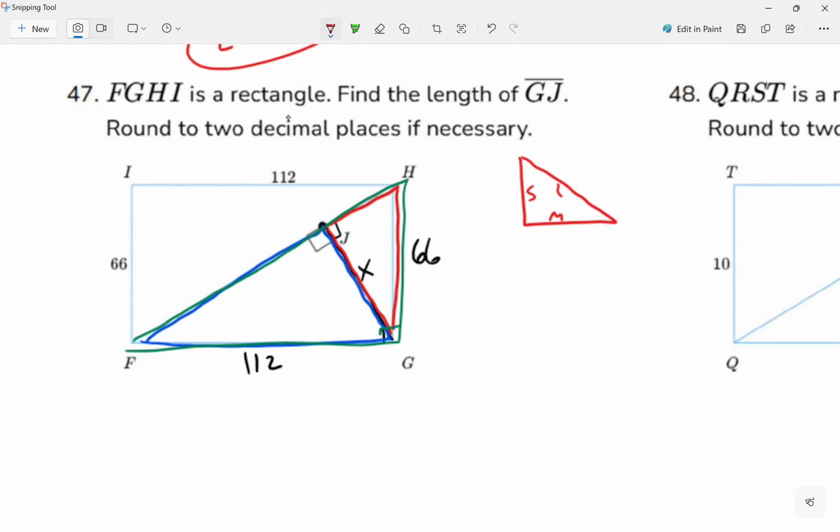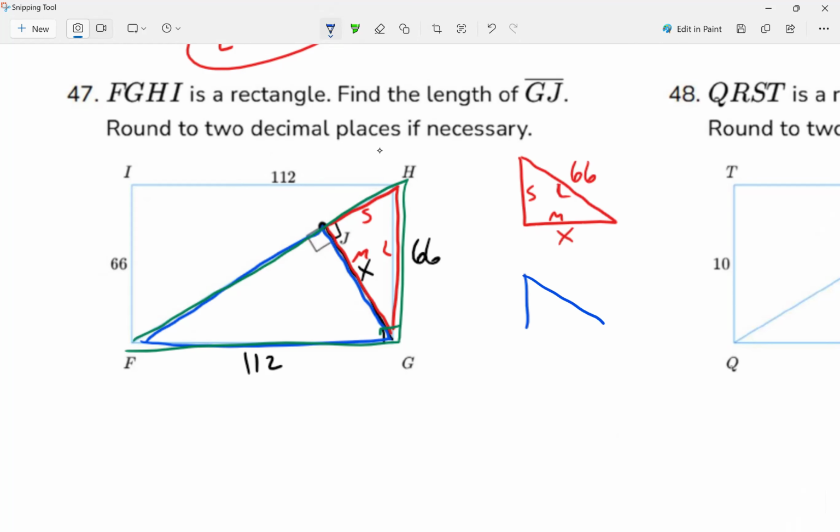My small, medium, and large from the red triangle. This is the small side, this is the medium side, and this is the large side. I know nothing about the small side. The medium side is X, and the large side is 66.